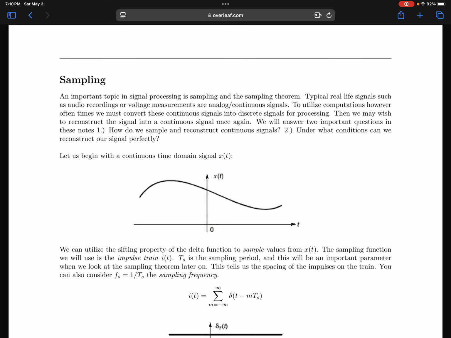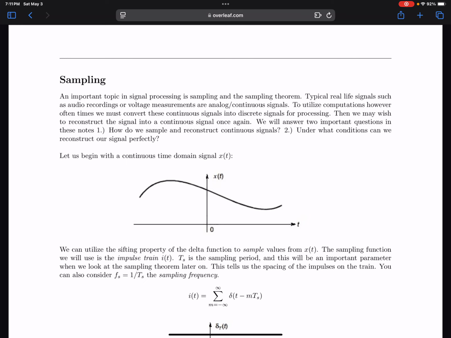But in order to allow computers to deal with such signals, we need to make them discrete. We need to give the computer a finite list of values, and sampling is the way that we do that. We take a continuous time signal and turn it into a discrete signal, and now the computer is able to make computations on it. Oftentimes we'll want to give that to the computer, process it, and then turn it back into some continuous time signal. So today we're going to talk about that.